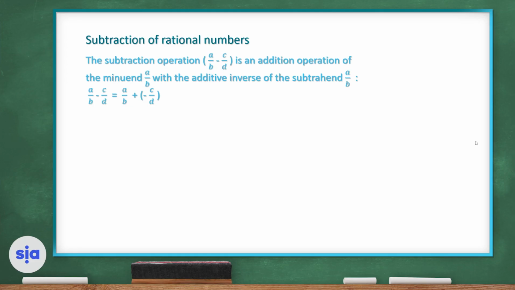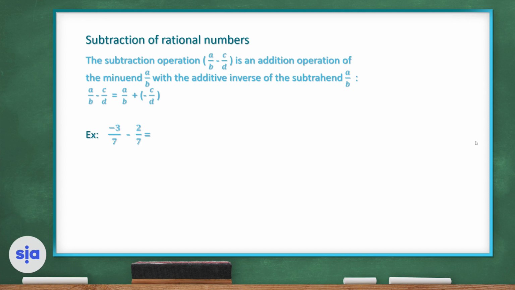The subtraction operation a over b minus c over d is an addition operation of the minuend a over b with the additive inverse of the subtrahend c over d. For example, when I say a over b minus c over d, it's the same as a over b plus negative c over d.